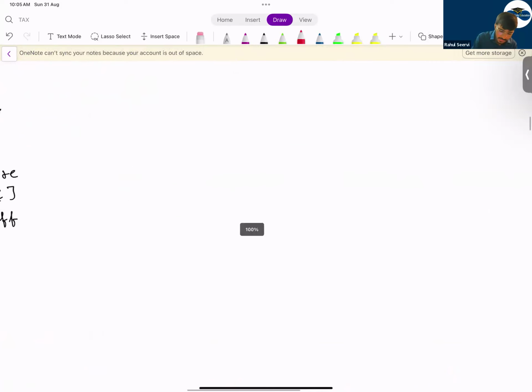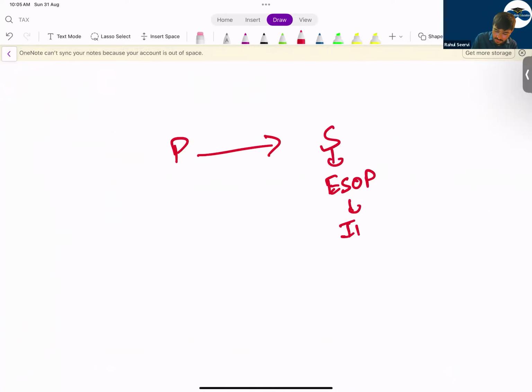Understand everyone, this is a parent company, this is a subsidiary company. Now this subsidiary company has given ESOPs to its employees. And ESOP treatment, where have we covered it, sir? IFRS 2, share based payment. IFRS 2 we have covered.